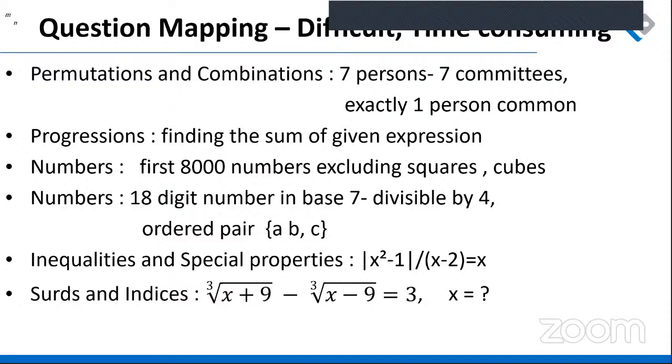Surds and indices, a little lengthy or a little different this time again. An expression is given with 2 radicals with cube roots, and the difference is 3. What is the value of x? X was to be calculated not as an exact value, but ranges were asked. Actually, it is easy to calculate the value of x, but because the options have ranges, you don't even know how to try. So that is what makes it difficult. Actually, not x, but x square was to be found.